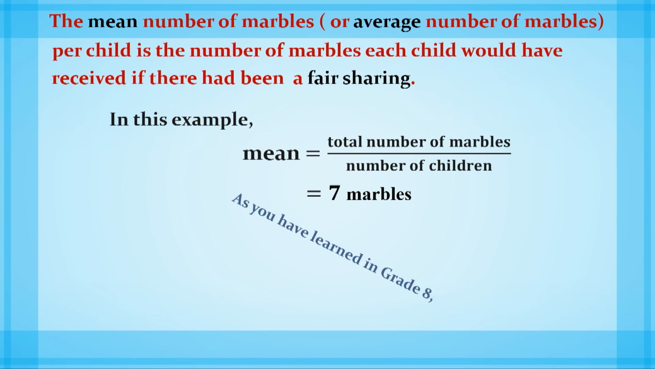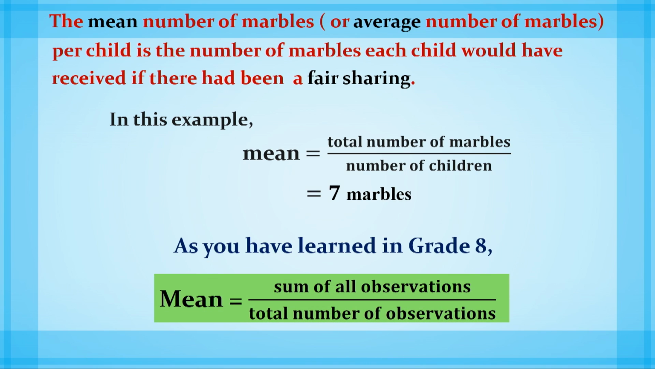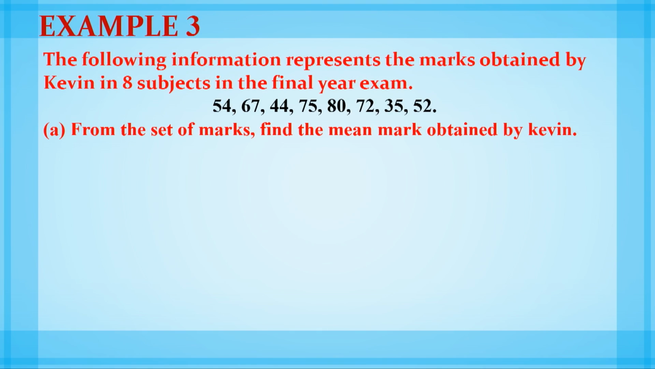Same as you have learned in grade 8, where the mean is equal to sum of all observations divided by total number of observations. The next example illustrates how to find the mean for a set of numbers. The following information represents the marks obtained by Kevin in 8 subjects in the final year exam. From the set of marks, find the mean mark obtained by Kevin.